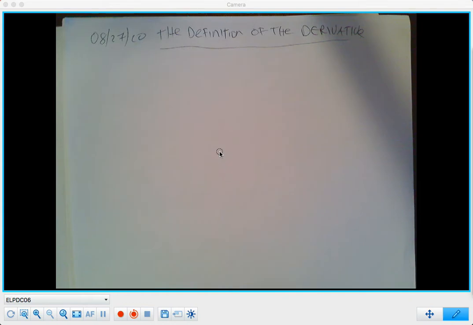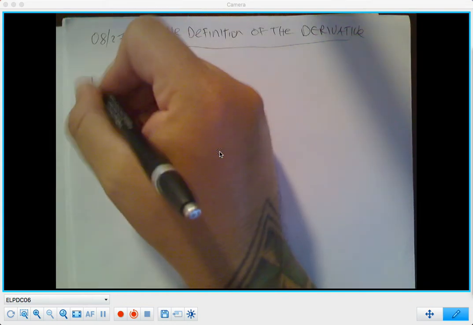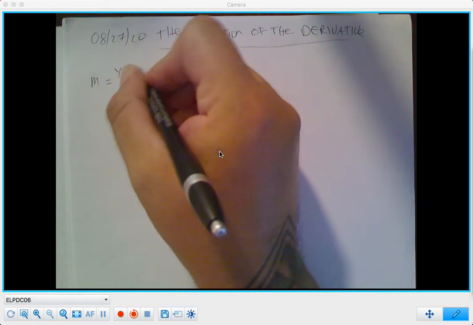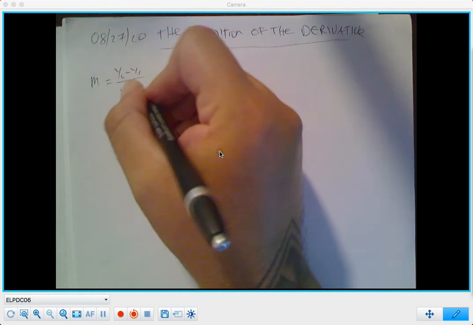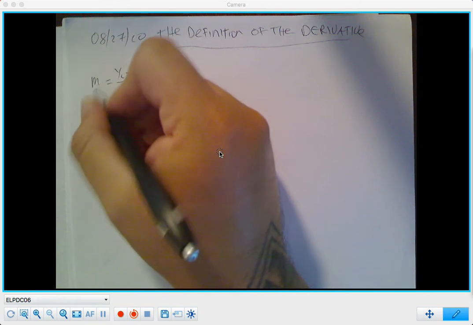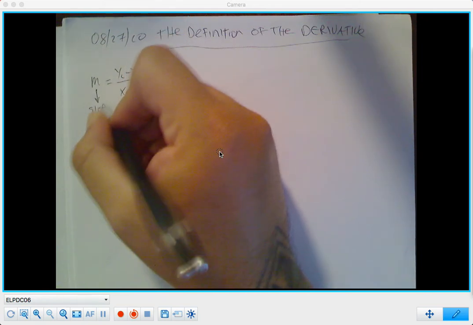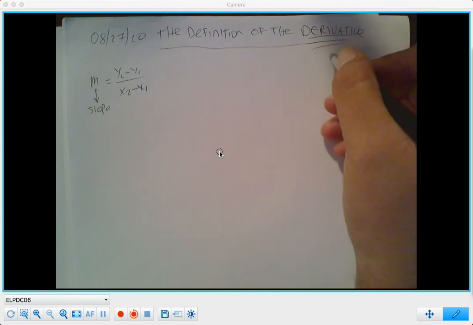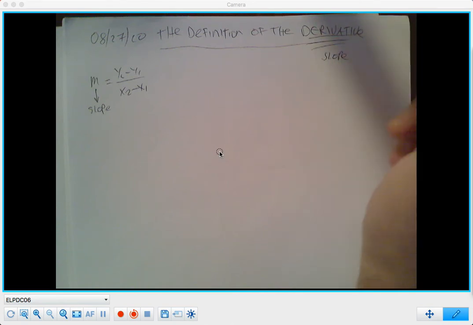Definition of the derivative. Okay, let me start by putting the formula for the slope, which is m equals y2 minus y1 over x2 minus x1. And then remember that m means slope. Okay, the same thing, derivative means slope.